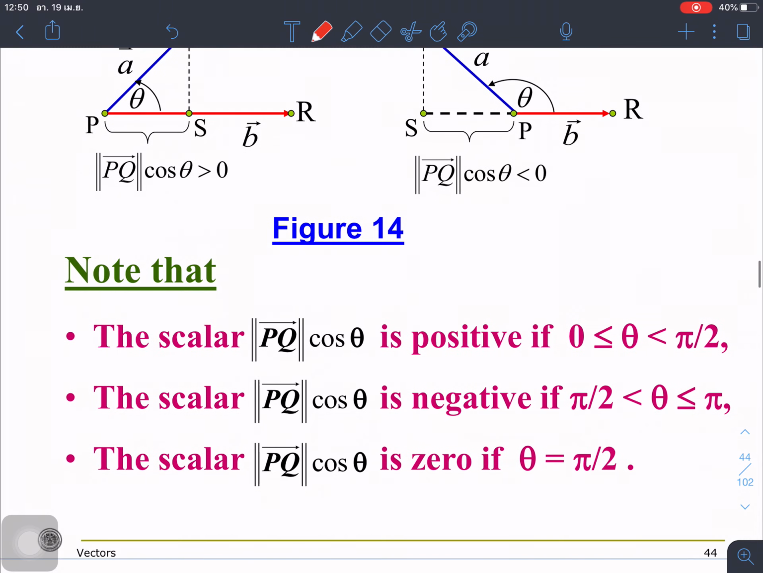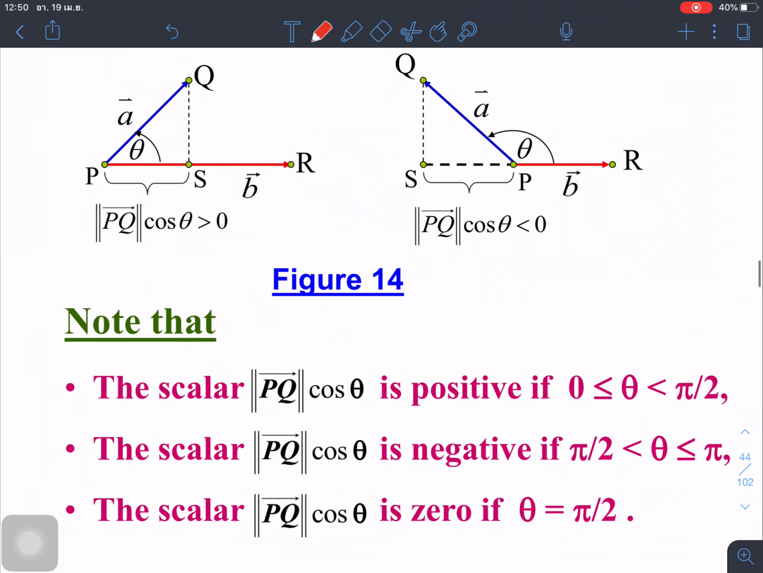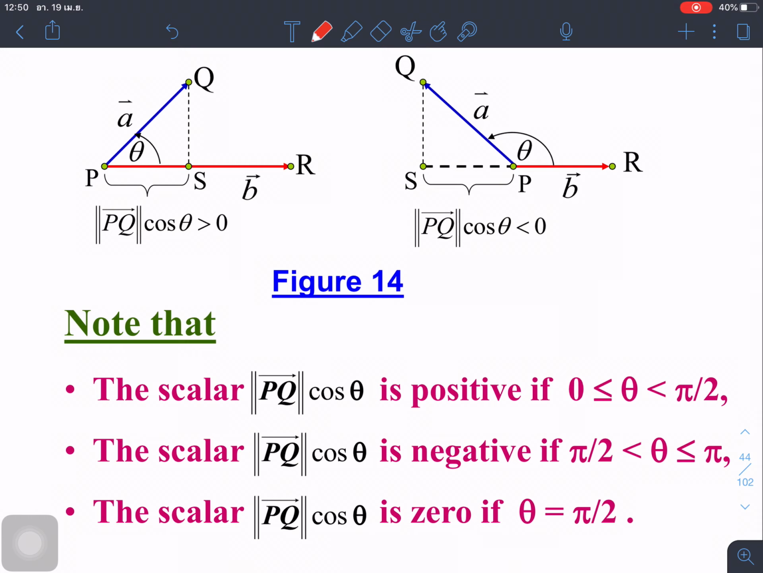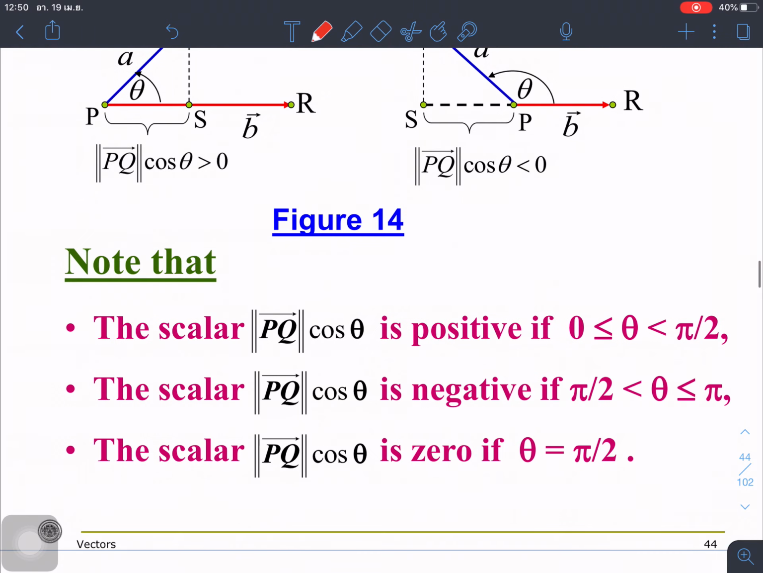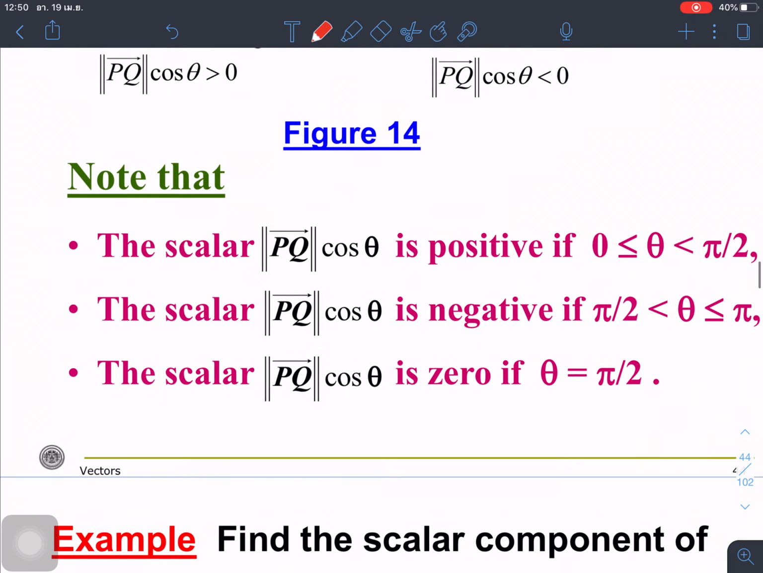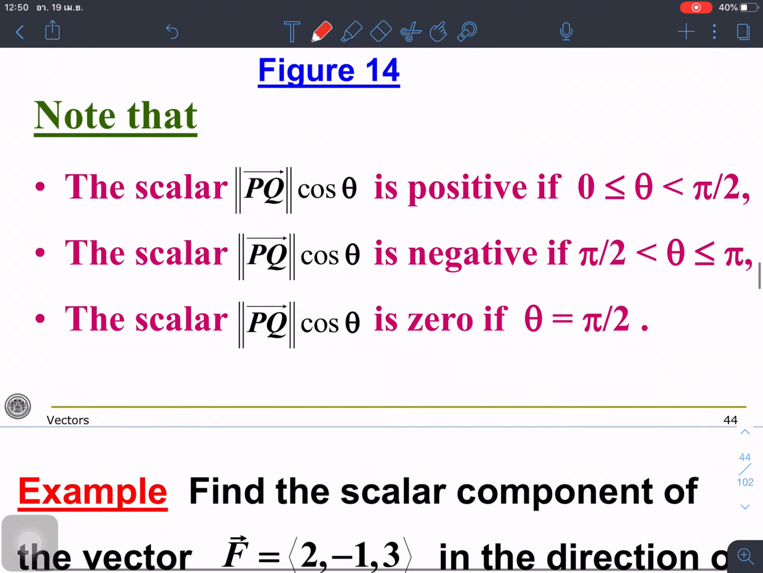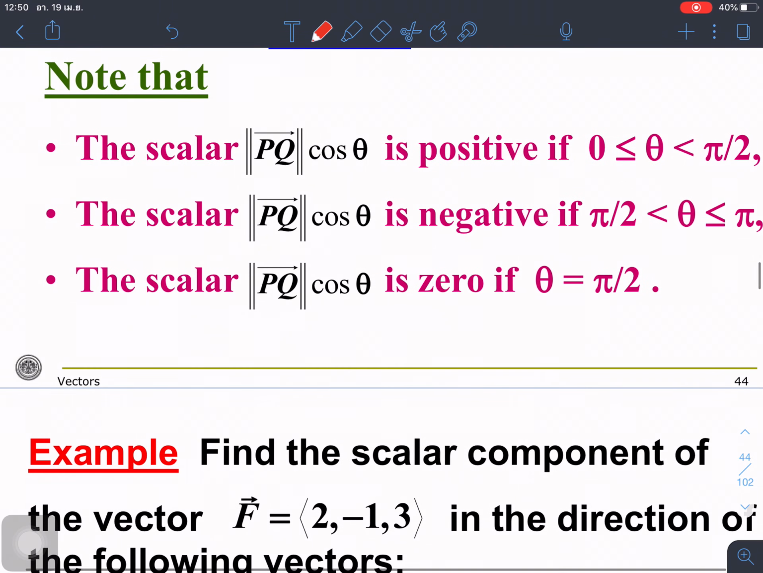Here's a note that you need to understand. The scalar, modulus of PQ times cosine theta, is positive if theta is in the first quadrant. If it is negative, it means it's in the second quadrant, and if it's 0, it means it's 90 degrees.